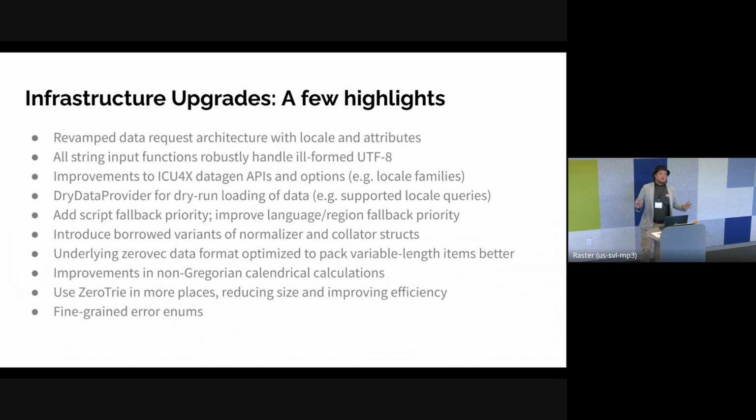Infrastructure upgrades. So that was feature upgrades, now infrastructure upgrades. This was internal stuff under the hood. There's a lot of work we did here. We revamped the data request architecture with locales and attributes. We needed to do this in order to have the fine-grained slicing that I was able to show you in the datetime formatter. So that was a really big effort earlier in the year.